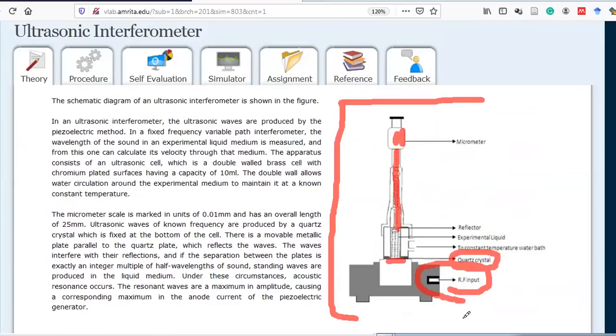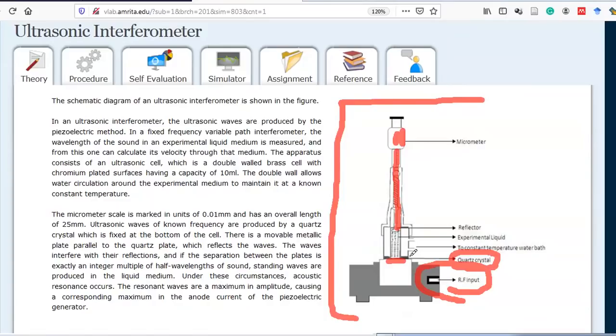Radio frequency means more than 20 kilohertz frequency; we are considering that as a radio frequency input. So that input is given to this one, and this input is connected with the quartz crystal. Now what will happen? The moment you supply this much high frequency to the quartz crystal, the crystal will vibrate, and because of that your ultrasonic waves are going to be generated.